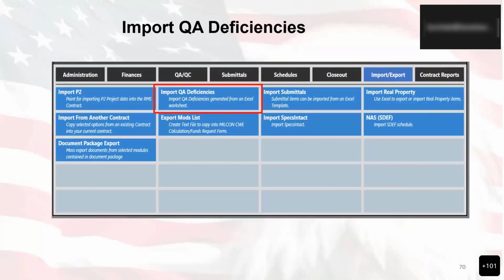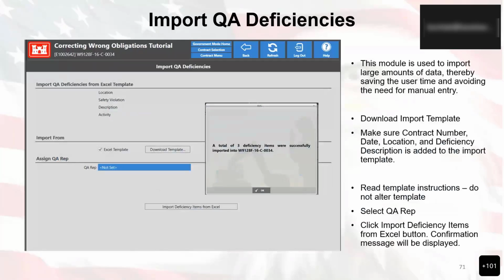All right, the next one is import deficiencies. The import deficiencies area is basically for when, sometimes out in the field, someone may be entering deficiency items into RMS, using the Excel template provided to track their deficiencies out in the field. Anything that has not been performed in accordance with the contract is considered a deficiency. So they'll enter that into the RMS Excel template, and once it's entered, we can then import that into RMS.